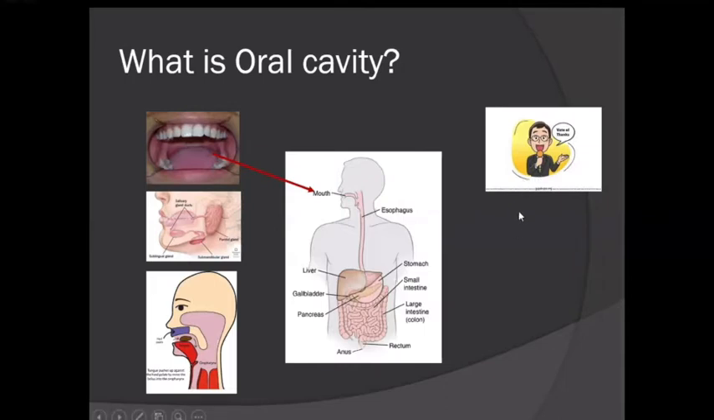If you don't have teeth, if you don't have a tongue, or suppose you have a tongue tie, or somebody is suffering from cleft palate, when there's no normal velopharyngeal function, probably the person's speech is not going to be clear. It's not correct. So articulation of speech is another very, very important function of the oral cavity.